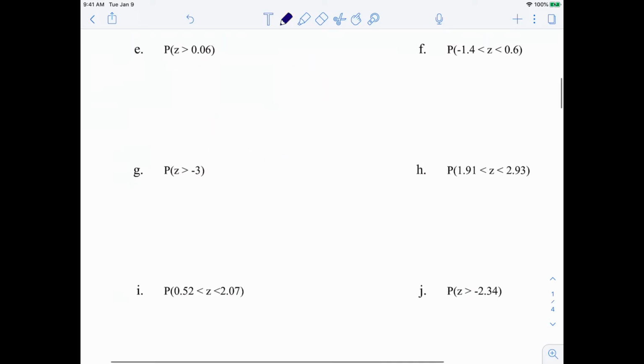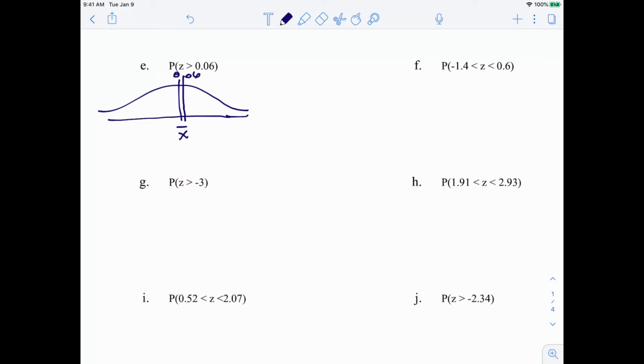Looking at number 2E, we're looking at the probability that z is greater than 0.06. Okay, so this is a little bit different. Again, I want to draw the model. Again, the mean goes in the middle, which again has a z-score of 0. 0.06 is just going to be about right there. And I'm looking for the area above it. So it's the probability that z is greater than that. So I'm actually looking for this area.